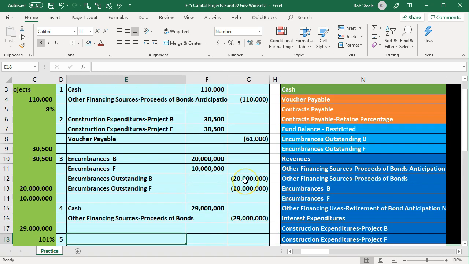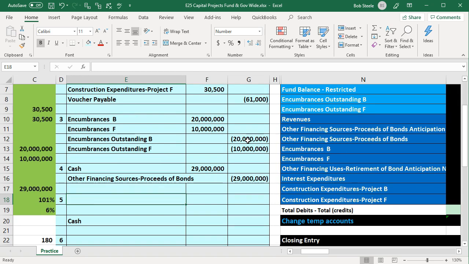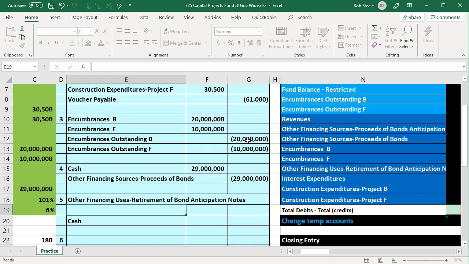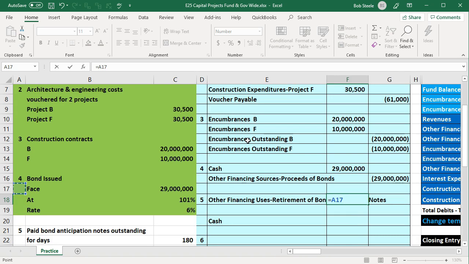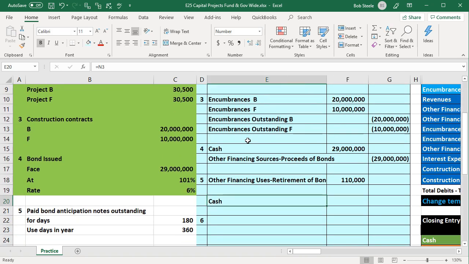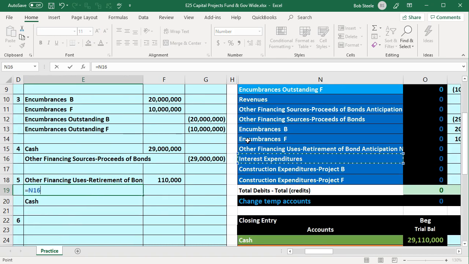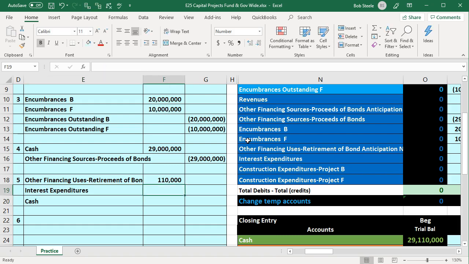So we don't have the liability on the books. What we did, you'll recall, is we put it on the books as other financing sources. So what we're going to do now is net that out against another account called other financing uses, and that's going to be the retirement of the bond. So other financing uses, that's where that 110 is going to go. That's going to be equal to the 110. And then we're going to have the interest. That's going to be similar to what we had before, except now we're going to call it an expenditure as opposed to simply an expense.